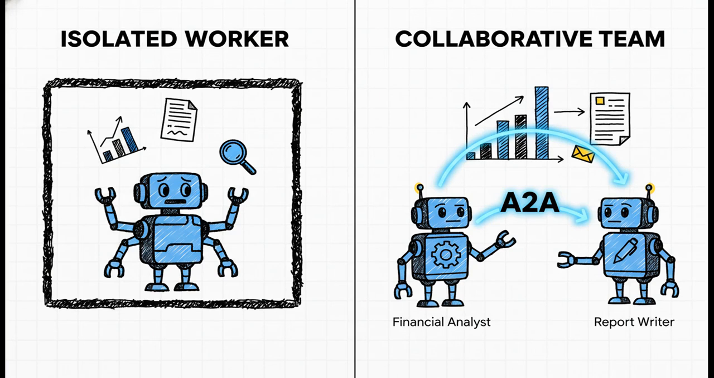Because A2A is the difference between having one lonely worker trying to do everything and having a true collaborative team that can delegate tasks. This is what lets you build a whole ecosystem where agents can work together to solve problems that would be way too complex for any single agent to handle alone.